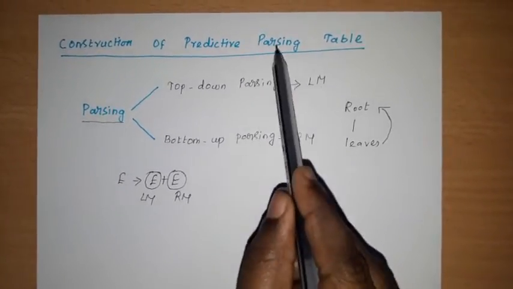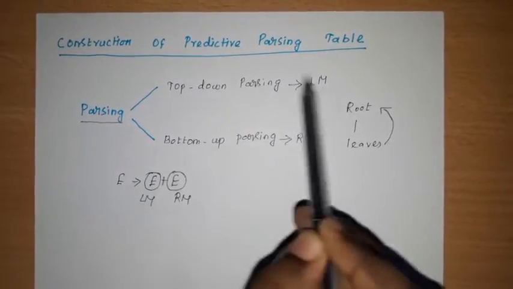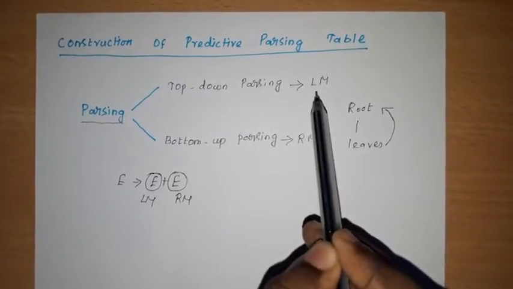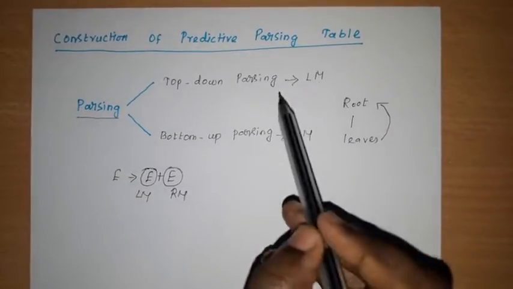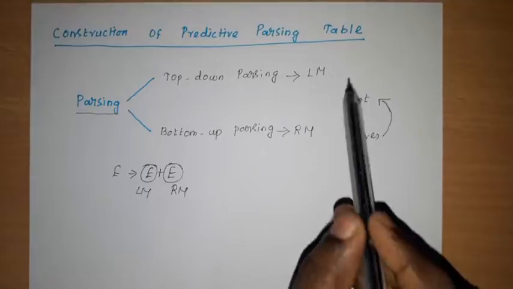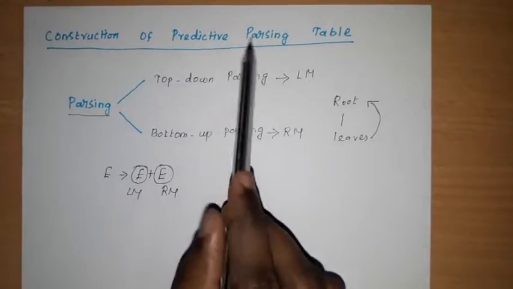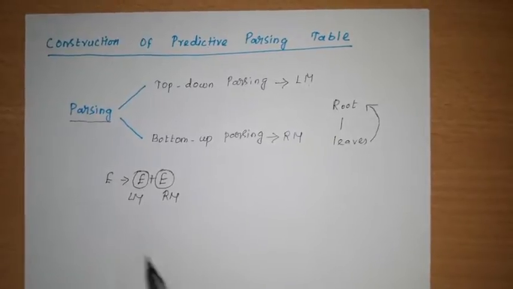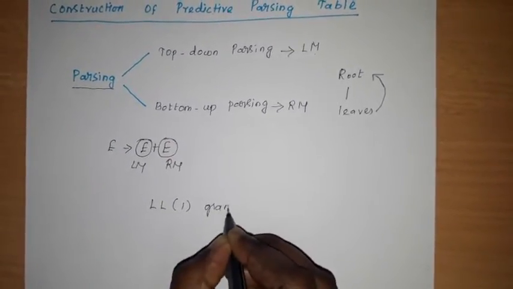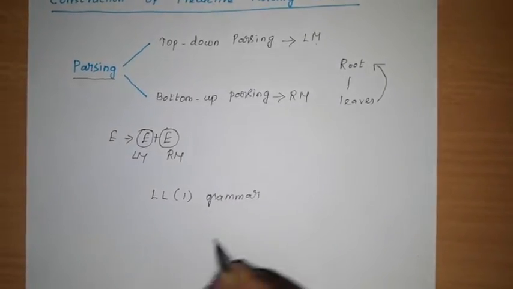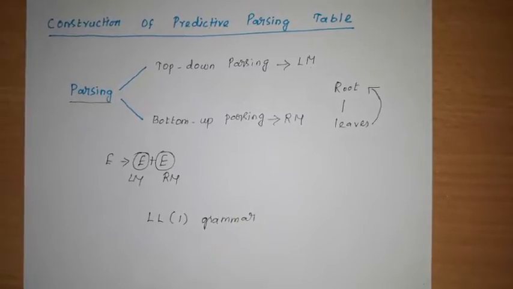Here the predictive parsing is nothing but the top-down parsing. As I already told, top-down parsing is nothing but construct a parse tree from top to bottom and it follows leftmost derivation. The next concept is the grammar in predictive parsing table is known as LL of 1 grammar.